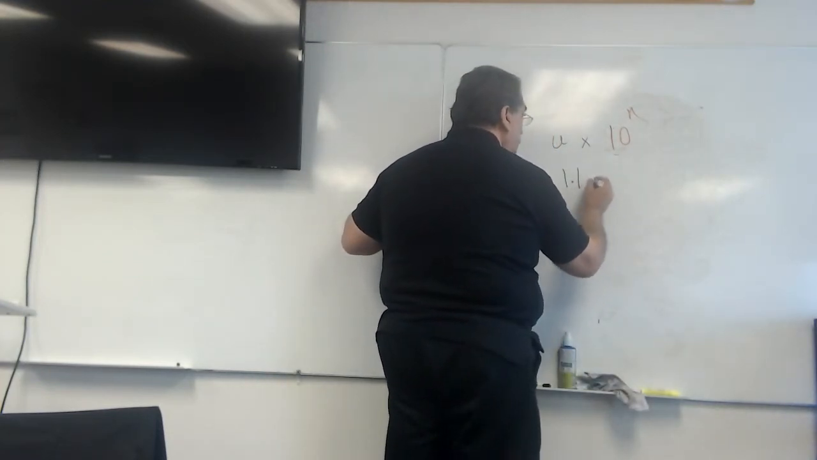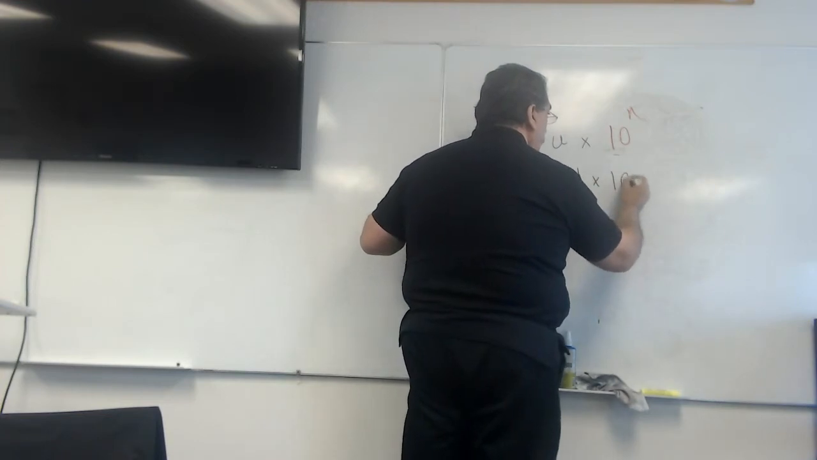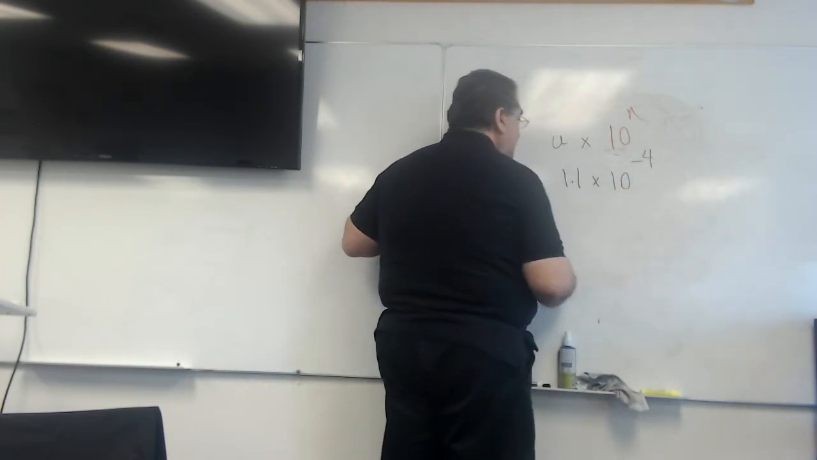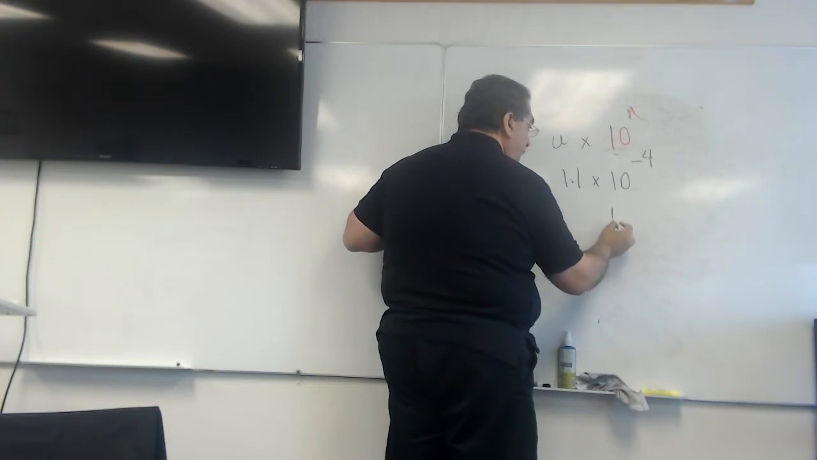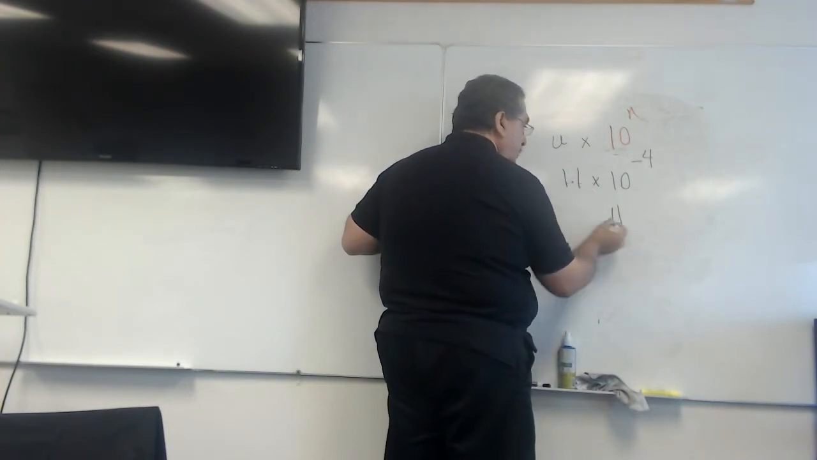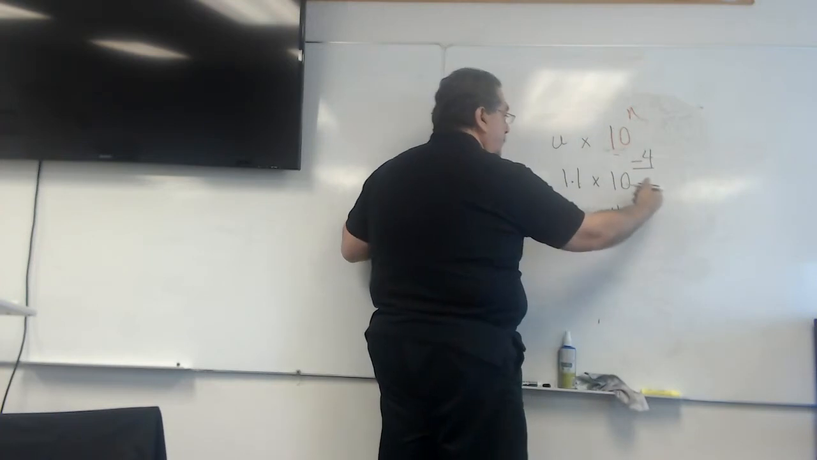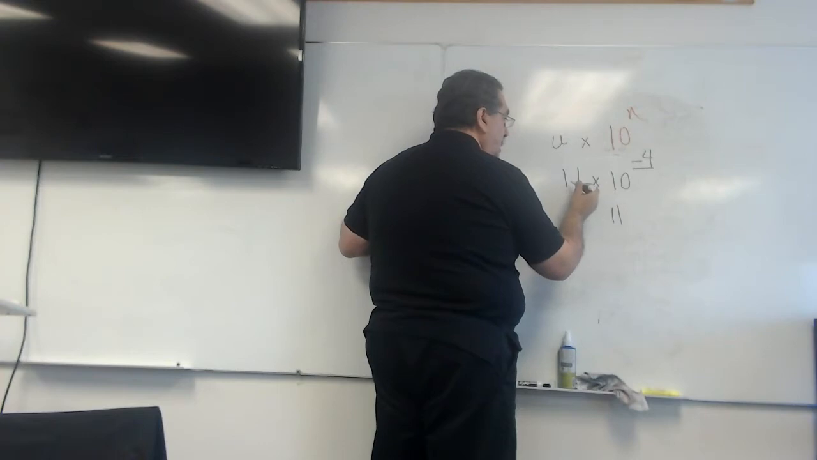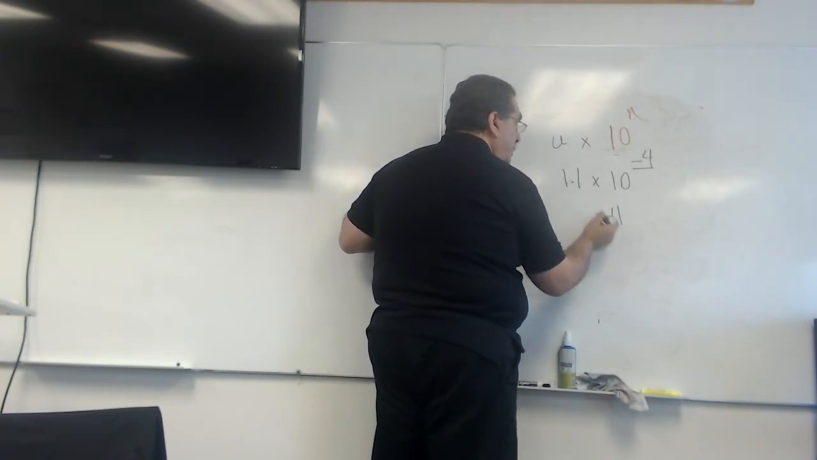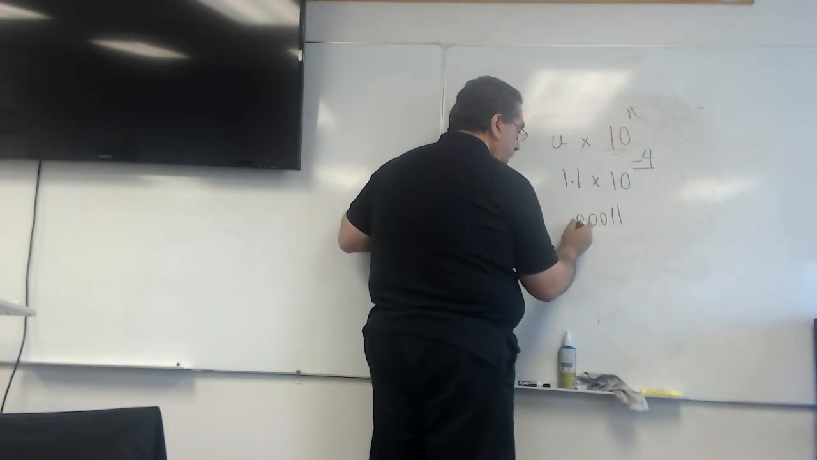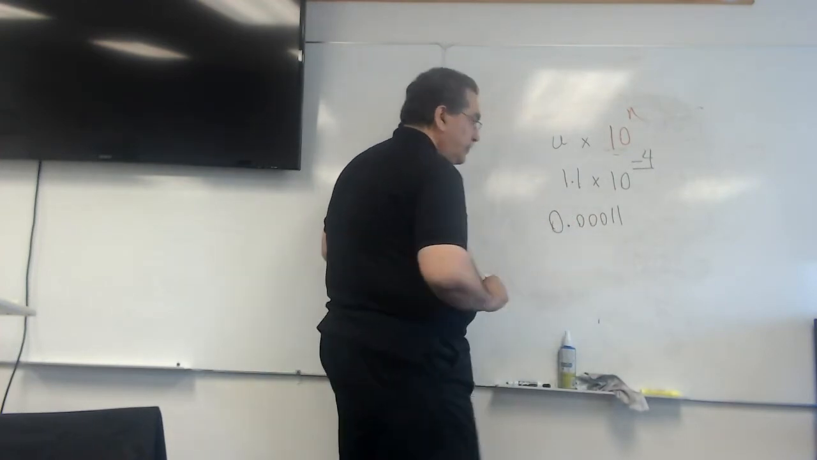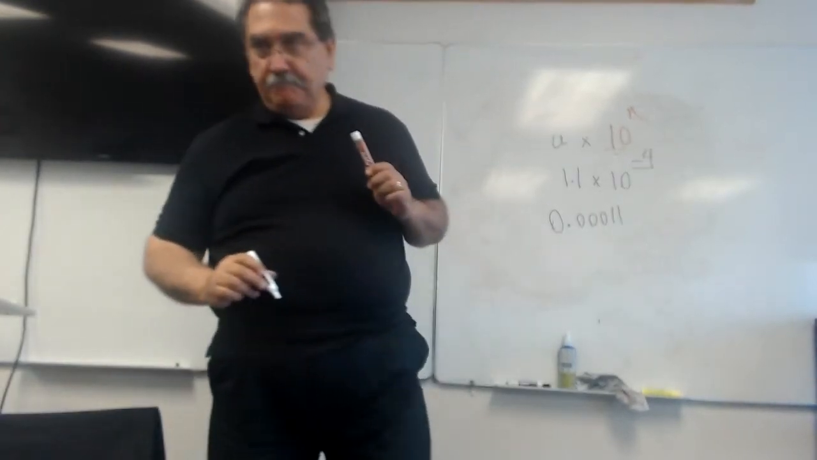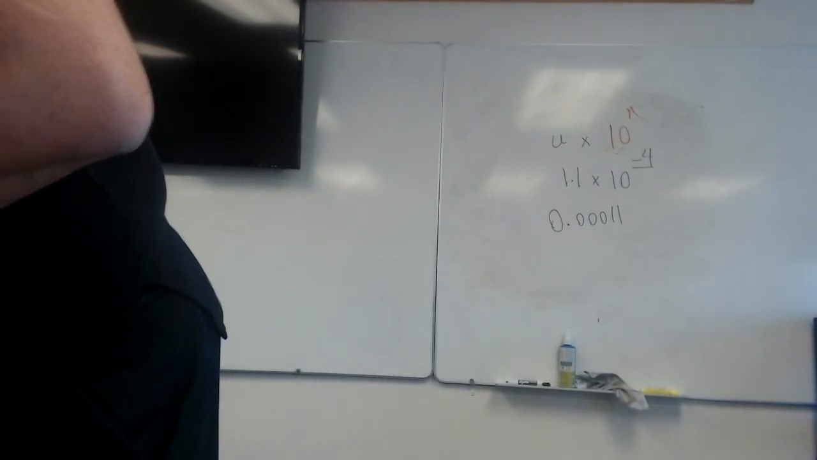1.1 times 10 to the power of minus 4. I want to write it as a decimal. So, first write the 1.1, move it this way with the exponent minus 4, and you want the decimal point. So I move 1, 2, 3, 4, decimal 0.